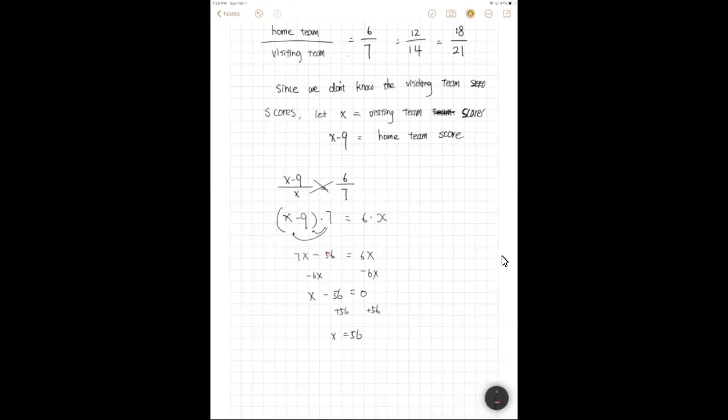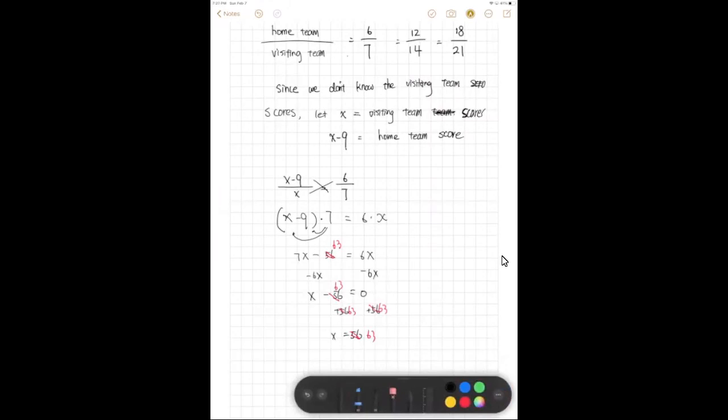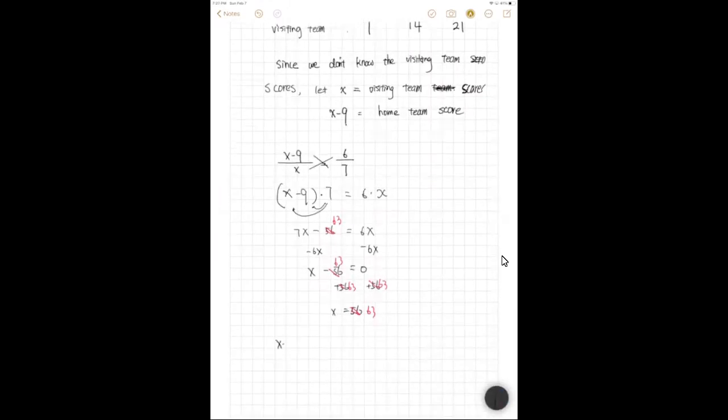9 times 7 equals 63. Well, at least I realized my mistake. So that means the visiting team scored 63 points, whereas the home team is what? 63 minus 9 equals 54. Okay, so that's the points of the home team. And here is the score of the visiting team.